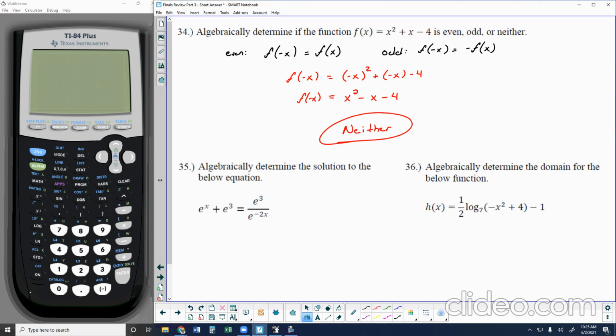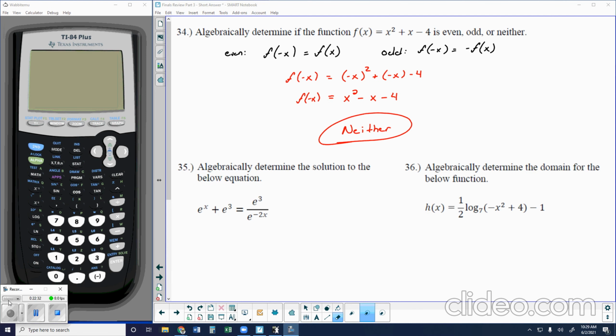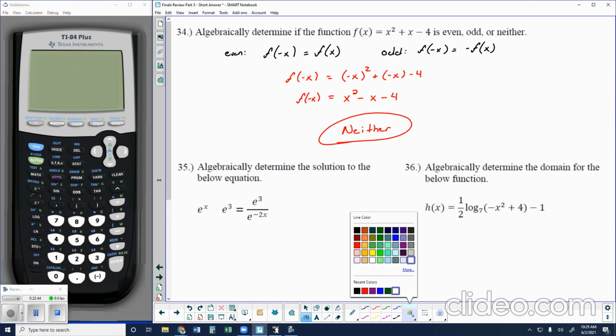Let's take a look at two more problems here, and then we will wrap this series of videos up. The next problem says to algebraically determine the solution to the below equation. There are a couple of different ways that we can go about solving this equation. Sorry, I believe I have another typo here. Let's correct this problem. This is actually going to be e to the x power times e to the third power. That's going to make this more in line with what we have done this year.